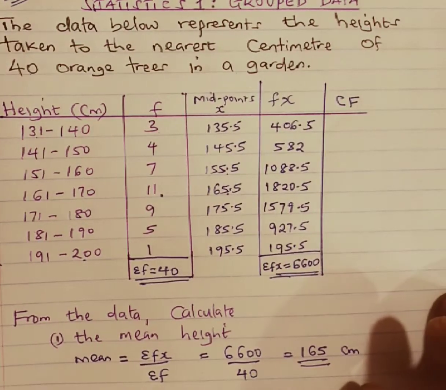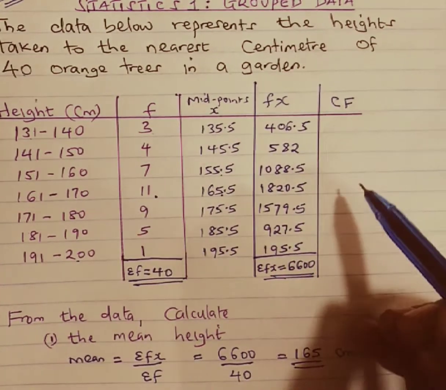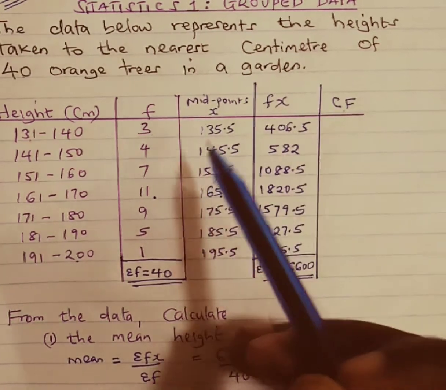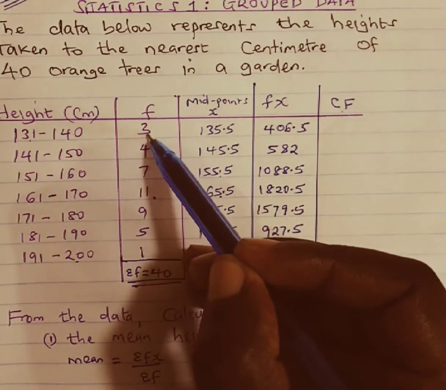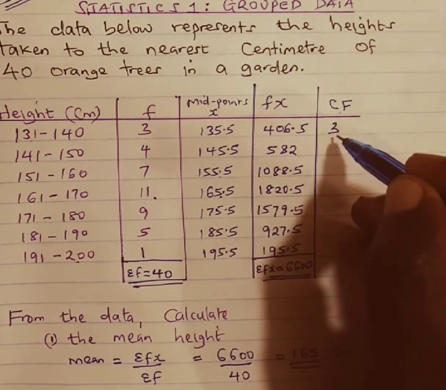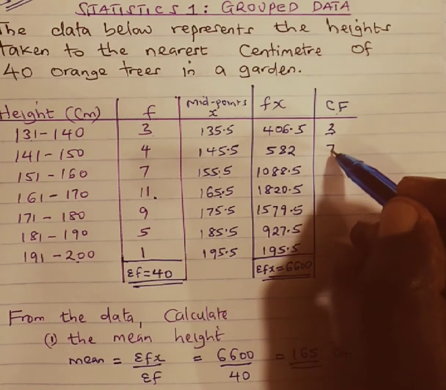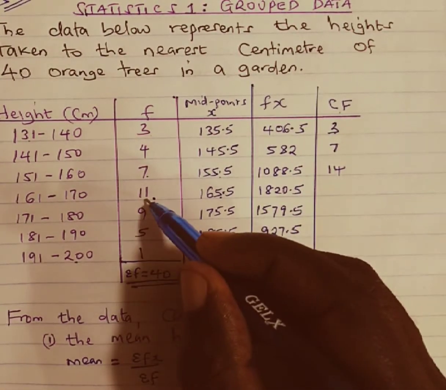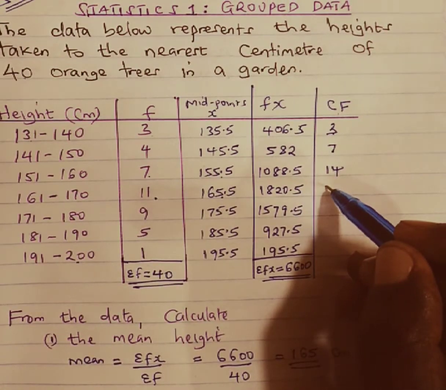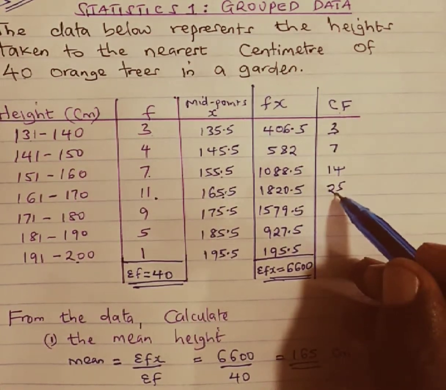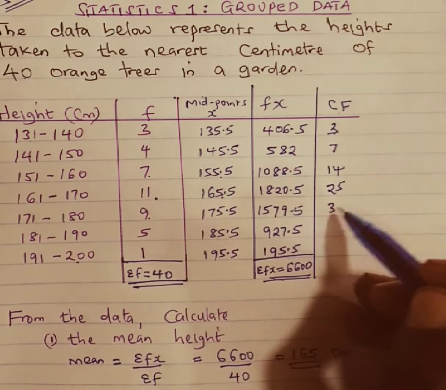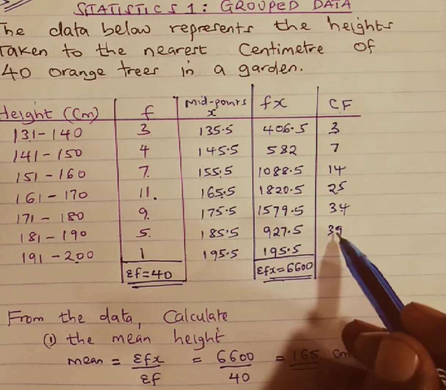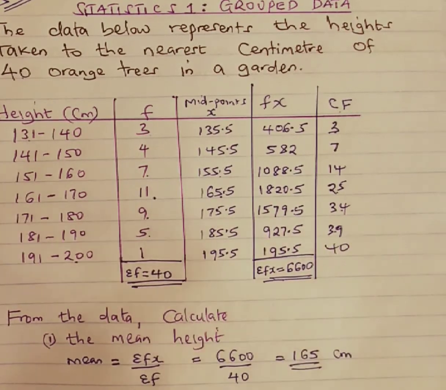We need the cumulative frequency column when we are calculating the median, and in this case the cumulative frequency is going to come from the frequency, where we have 3 here. Then we take 3 plus 4, that gives us 7. 7 plus 7 will give us 14. 14 plus 11 will give us 25. 25 plus 9, you get 34. 34 plus 5, you get 39. Then of course 39 plus 1, this gives us 40.